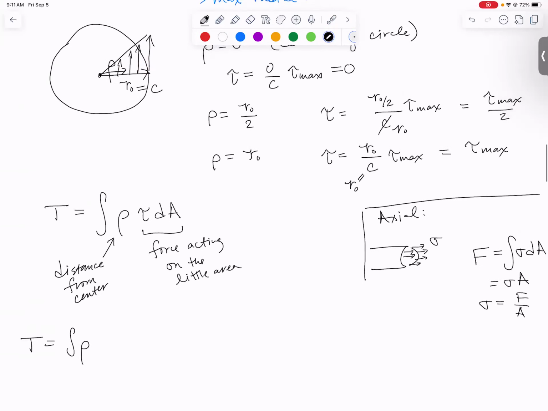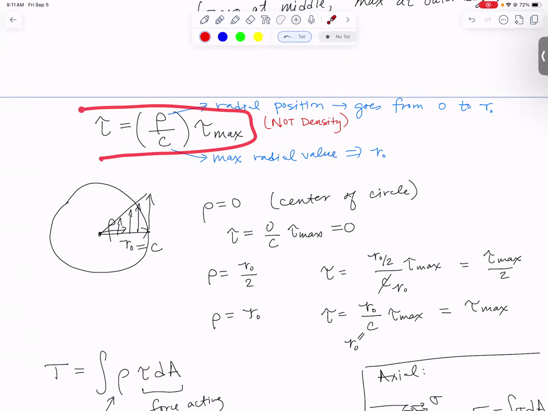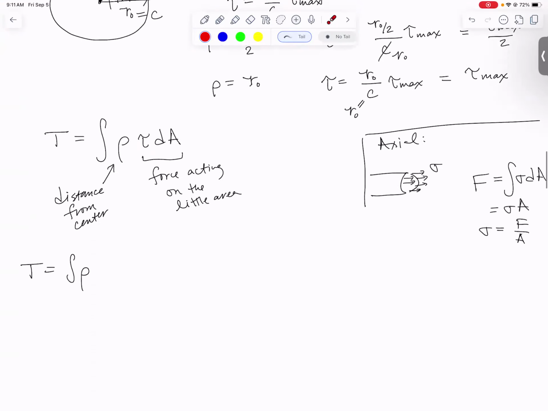Now let's replace shear stress with what we said it's equal to. Shear stress comes from this equation, rho over c times tau max. So let me plug that in. Rho over c times tau max dA, right? I just replaced the tau with what it's equal to. Well, we can simplify this. Here's what's nice. Tau max actually doesn't change with position. It's just a single number. We're trying to solve for it. So we can pull that out in front of the integral.